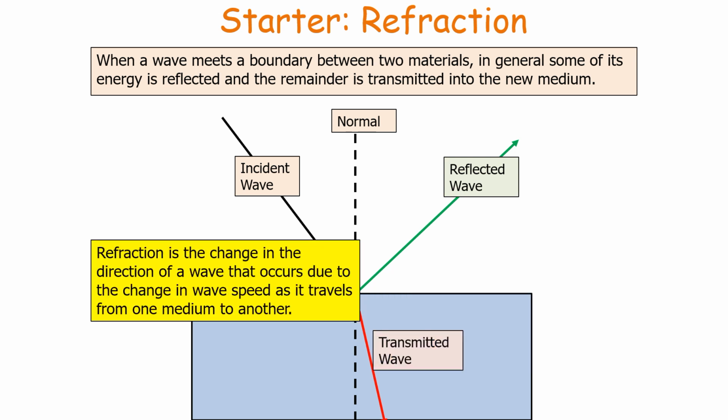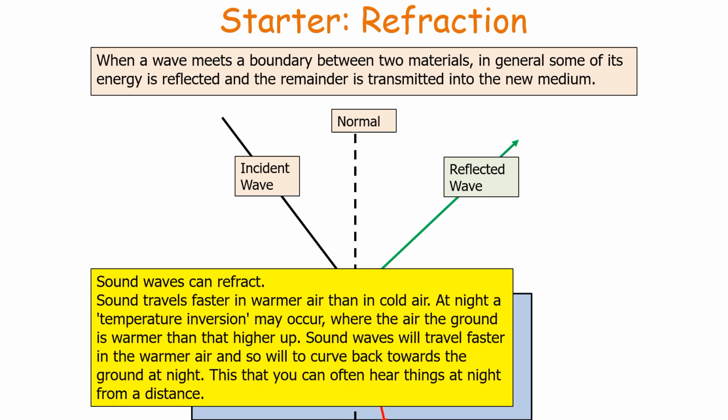So refraction is the change in the direction of a wave that occurs due to the change in wave speed as the wave travels from one medium to another. Now lots of different waves refract. So for example, sound waves can refract. So sound waves travel faster in warmer air than they do in colder air.